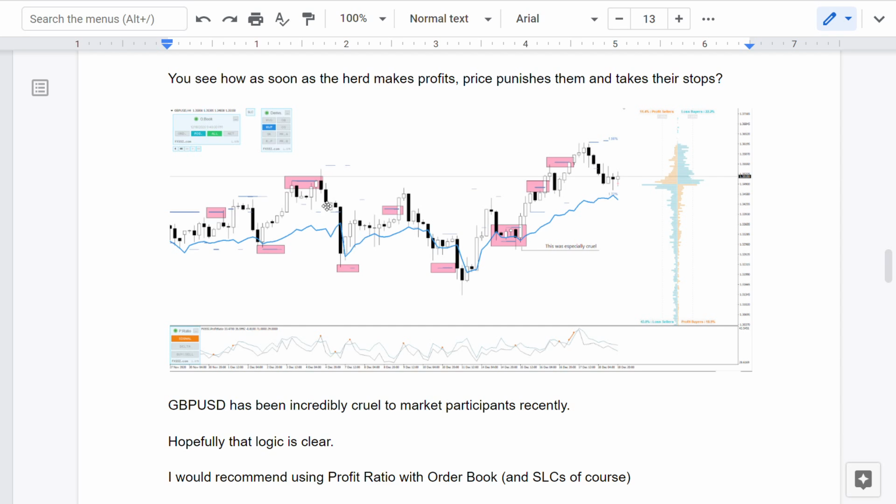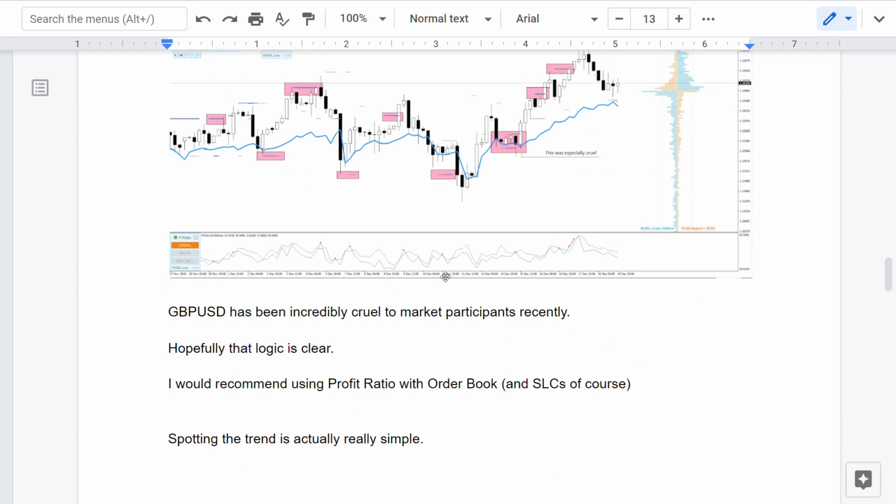Making too much profit, stopped out, reversal, too much profit, goes up, gets stopped out. There's another one here, come down, stopped out. So it's been incredibly cruel to market participants recently. Hopefully that logic is clear.